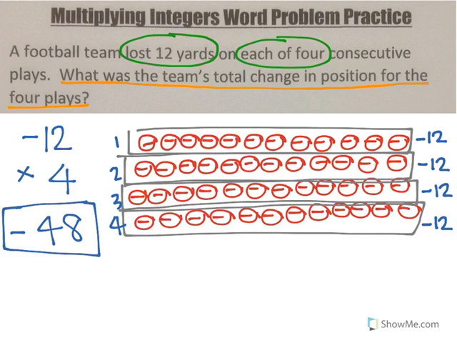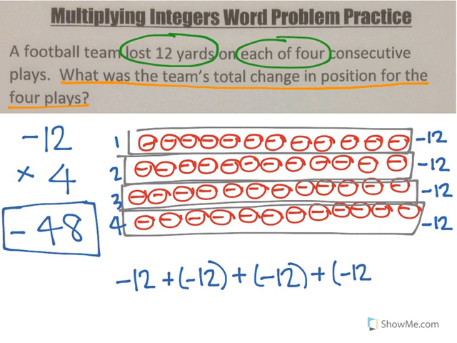Now remember, multiplication is a quick way of adding. Negative 12 times 4 can also be written as negative 12 plus negative 12 plus negative 12 plus negative 12. And so you can add to check your answer as well. And if you really wanted to, you could count up all of the little counters that I've drawn here. Or you could trust that there are 12 in each group and a total of 48. So negative 12 plus negative 12 plus negative 12 plus negative 12, or negative 12 times 4, is negative 48.